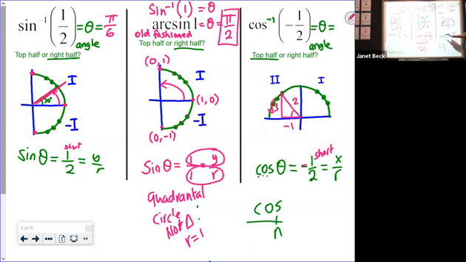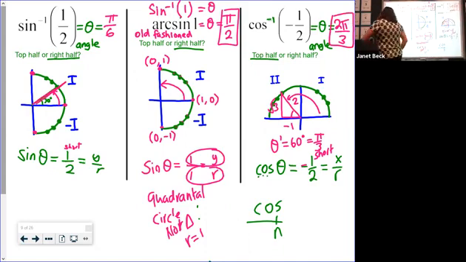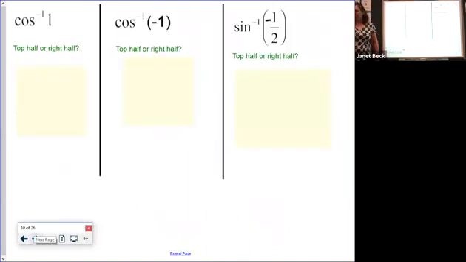Where that reference angle is 60 degrees, which in radians is pi/3, but I'm not in quadrant 1, so what do I call that angle? With a denominator of 3. When I'm in quadrant 2, the numerator is 2 pi. It's 2 pi/3. Okay, I've done 3. Now you have a go at doing a couple yourself. Try those.